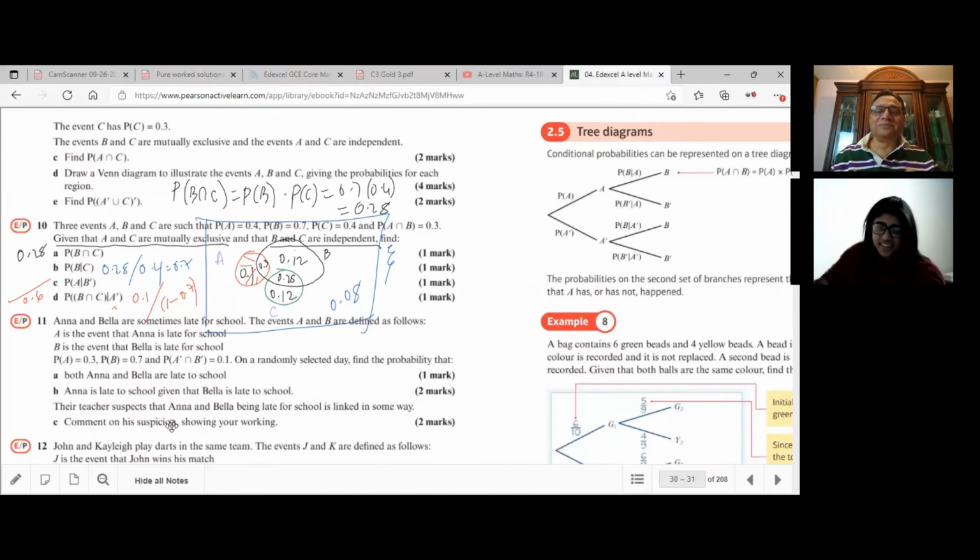So the numerator is the intersection of B and C, which is common with not A, correct? Let's look at it. The intersection of B and C is only this portion for us, and it is common with not A. So outside A, this is there, and therefore it is 0.28.